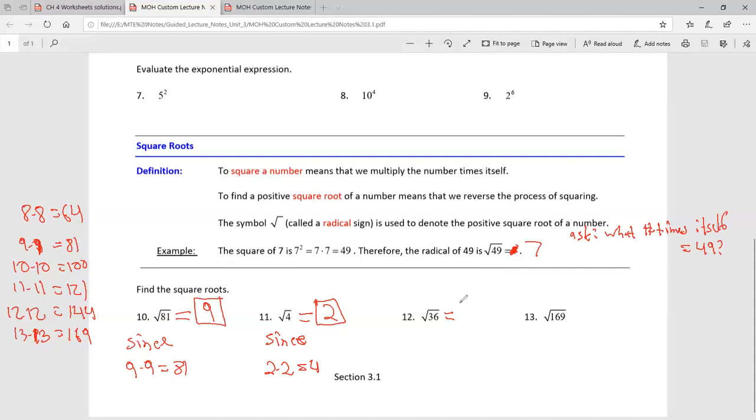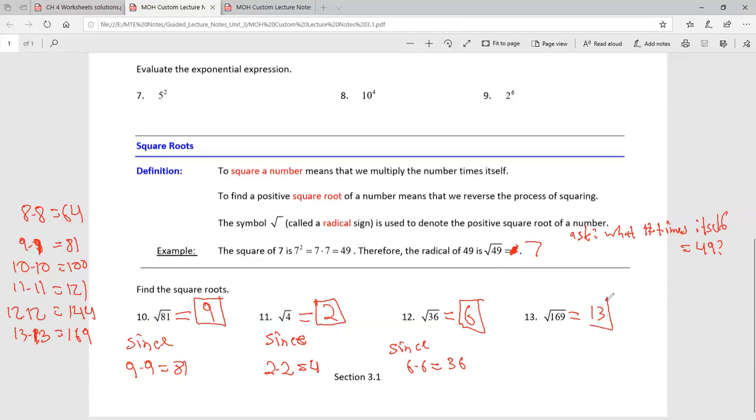Do these last pair quickly. The square root of 36 is, well, 5 times 5 is 25. 6 times 6 is 36. So it's 6, since 6 times 6, or 6 squared, is 36. And the square root of 169, we see over here, it was the last one I wrote, was 13.